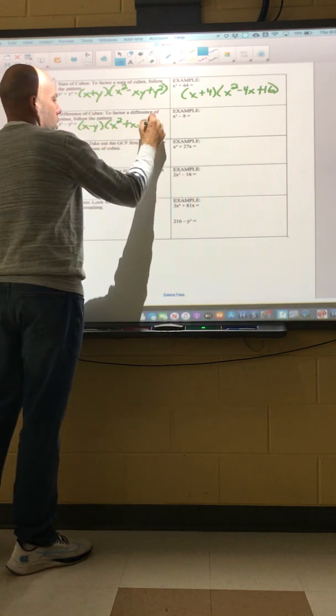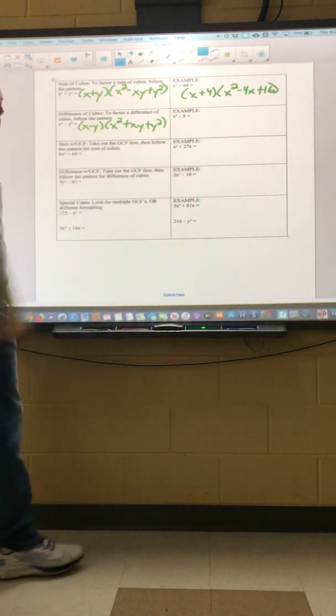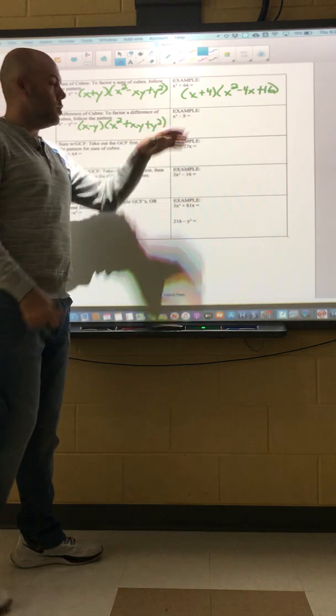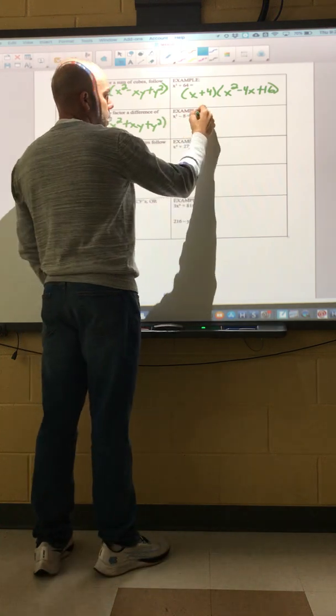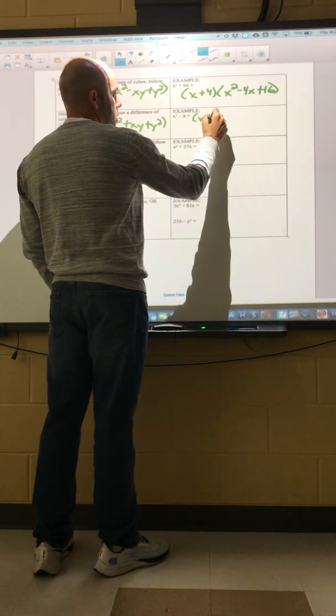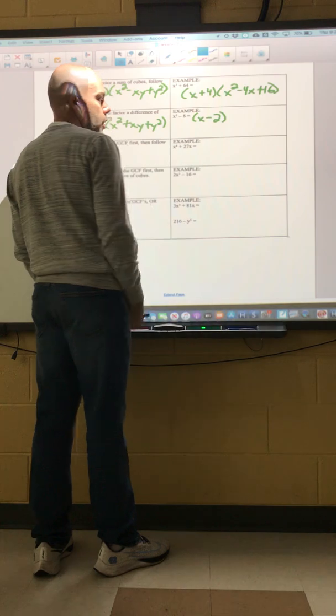Negative y times negative y is plus y squared, because remember, a negative times a negative is a positive. All right, now let's do it with a number. So here I see x cubed minus 8. So the cube root of x cubed is x. Keep the sign the same. Cube root of 8, 2.